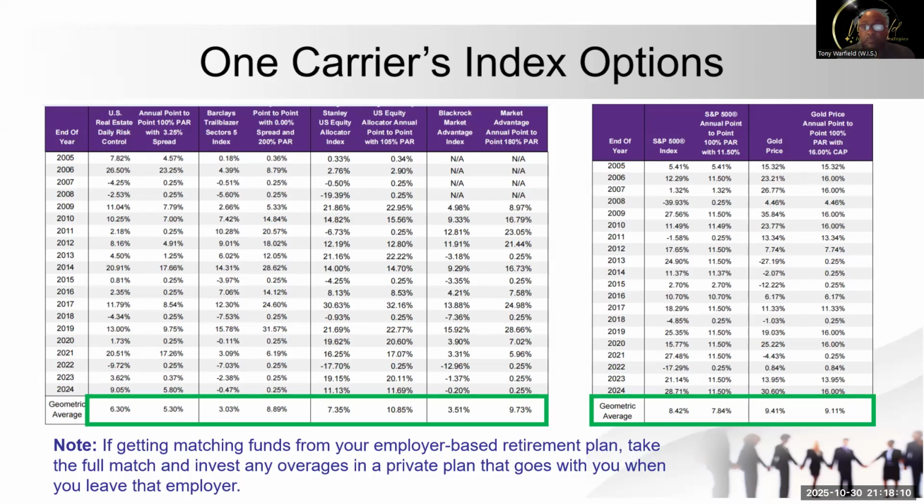Now, I will add, if you're getting matching funds from your employer-based retirement plan, take the full match and invest your overages in a private plan that goes with you when you leave that employer. So when you've got that 401k, that 457, 403b, TSP, SEP IRA, or whatever, if they're offering you 2, 4, or 6%, take it. But if they're offering you 4% and you're putting in 10%, that means 10% of your money is subject to market fluctuation. You don't want to put your retirement plan, especially when you're older, in a plan that can possibly wipe you out, because that happened to me in 2000 and 2008, and many people suffered from that.